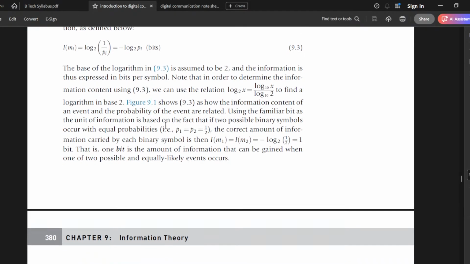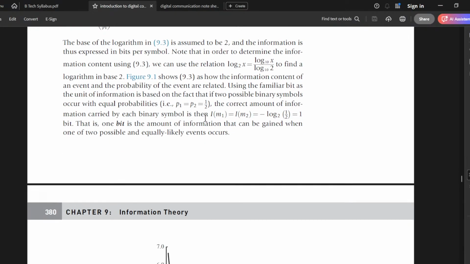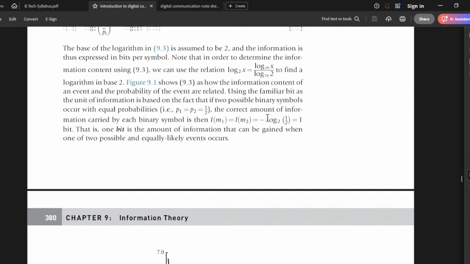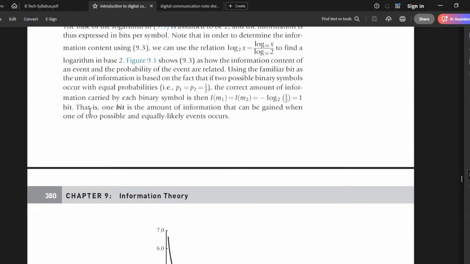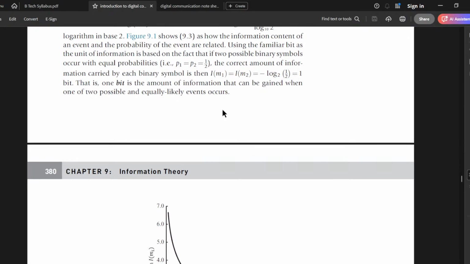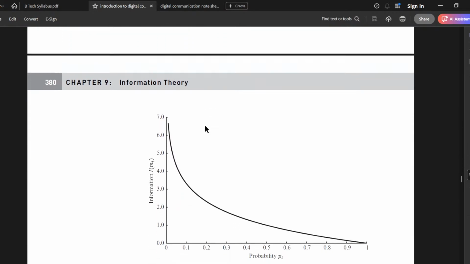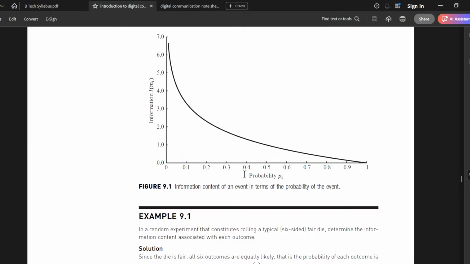Using the familiar bit as the unit of information is based on the fact that two possible binary symbols occur, that is 1 or 0, and the probability is half. The amount of information carried is minus log 2 of half, so that's why it equals 1 bit. That is, 1 bit is the amount of information gained when one of two equally likely events occurs. This is the information content of an event in terms of the probability of the event. Okay, this is the log function.